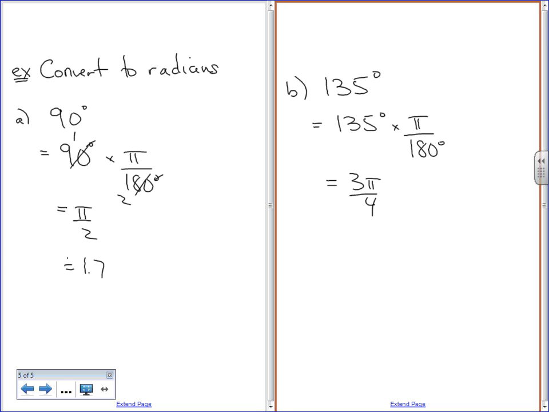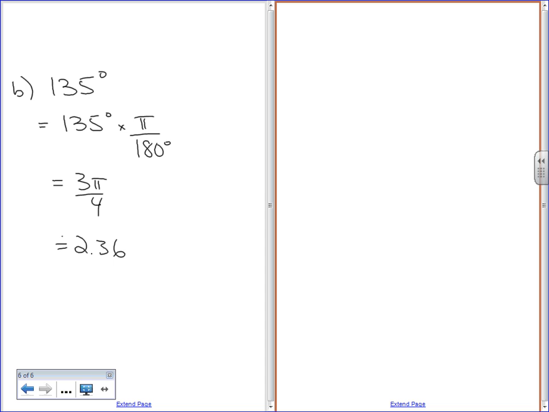Yeah, exactly. So that's the exact value. The approximate number of radians would be 3 times pi divided by 4, which would be, can someone do that for me? Okay, thank you. But again, remember in this course we're going to be working with the exact values. So the most important thing is to be able to convert from degrees to radians and also from radians to degrees. So let's convert to degrees.